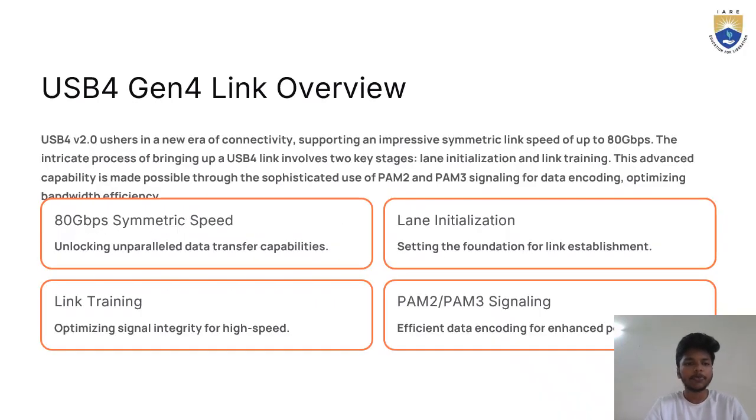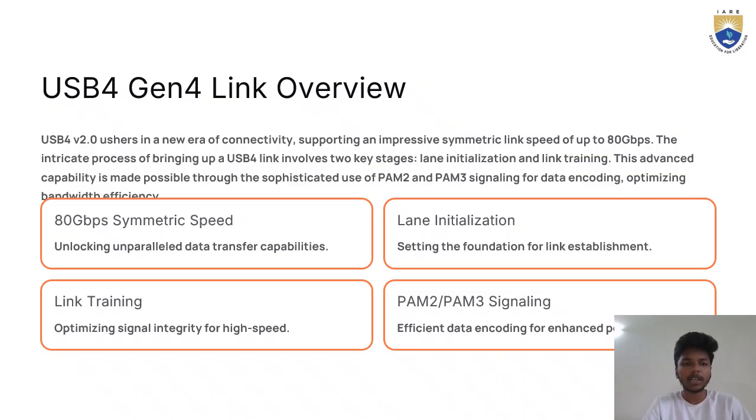Moving on to the overview. USB4 Version 2.0 ushers in a new era of connectivity, supporting an impressive symmetric link speed of up to 80 gigabytes per second. The integrated process of bringing up a USB4 link involves two keys, lane initialization and link training. This advanced capability is made possible through the sophisticated use of PAM2 and PAM3 signaling for data encoding, optimizing the bandwidth efficiency. And there are four main topics in the overview.